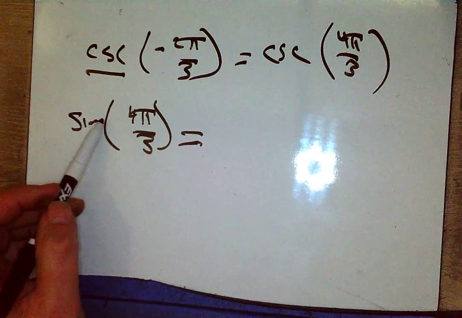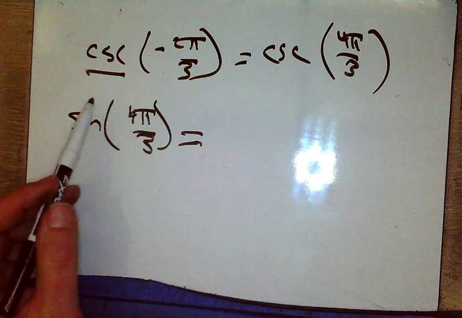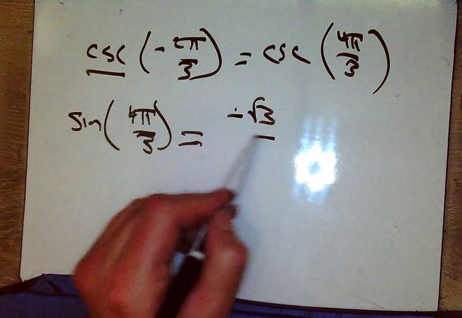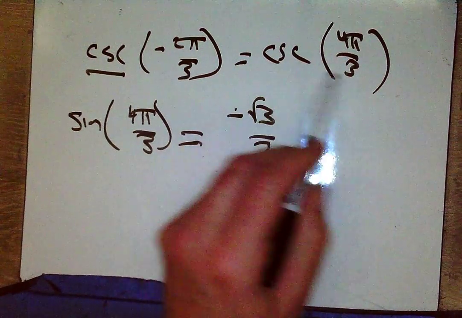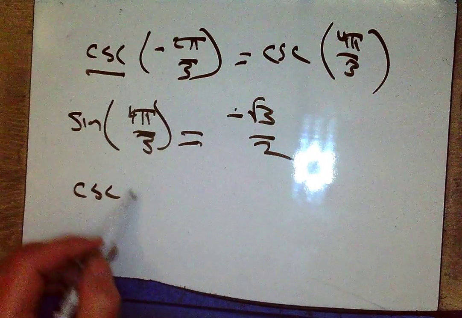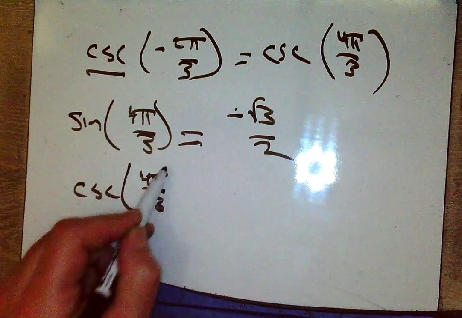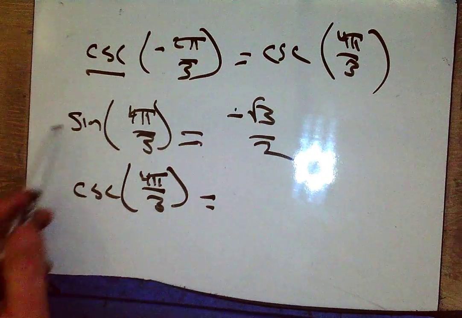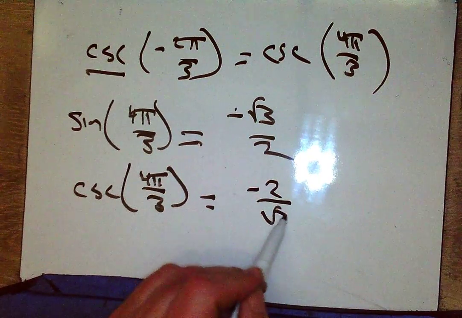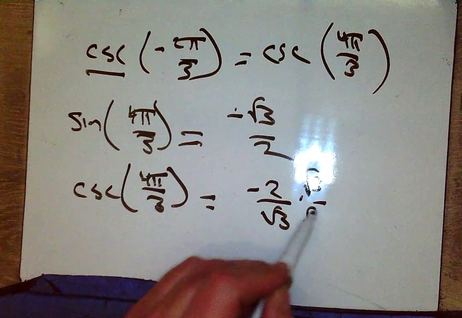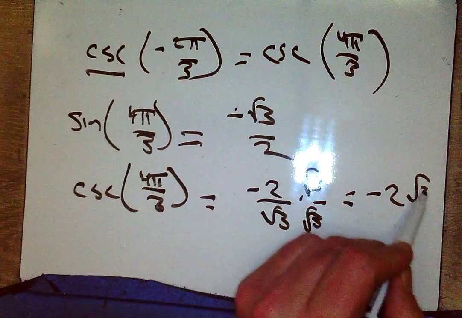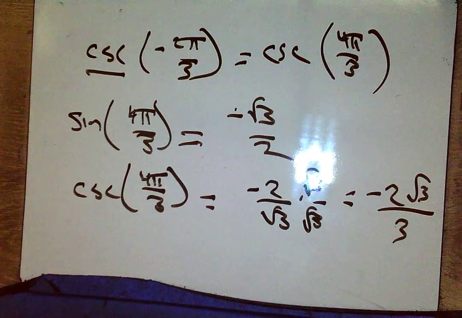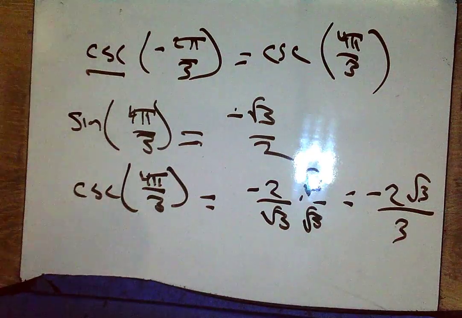Sine is just the y value. The y value of 4 pi over 3 is negative root 3 over 2. And therefore, cosecant must be the reciprocal of sine. So negative 2 over root 3. We end up with negative 2 root 3 over 3. Good. No way you can make this much practice.